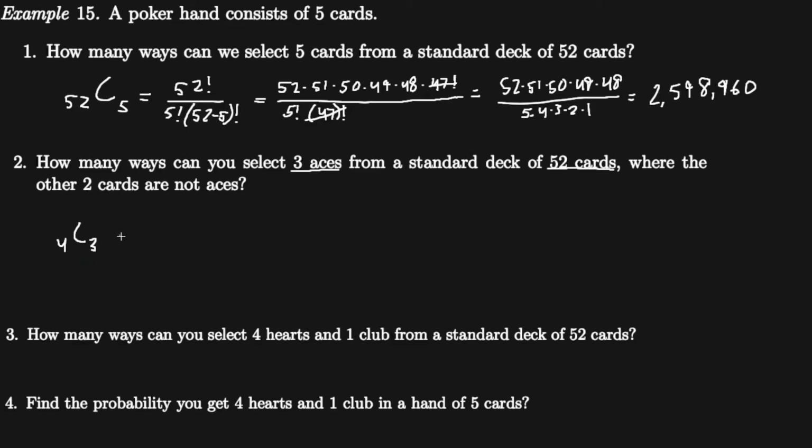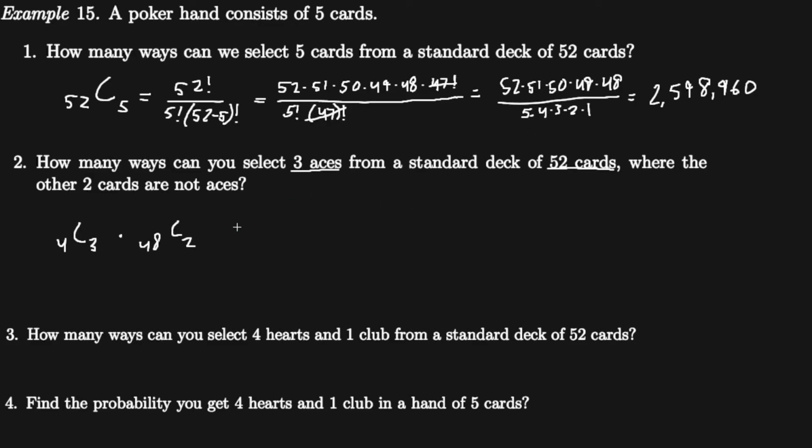But that's not it. We have to multiply this by 48 choose 2. Now it's 48 because you took the 4 aces from the 52 cards, and 52 minus 4 is 48. So that's why now your deck would be 48. And the 2 right here is the other 2 cards that are not aces. Keep in mind this is a combination, so there are no replacements.